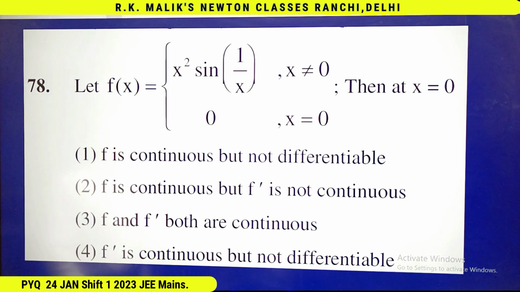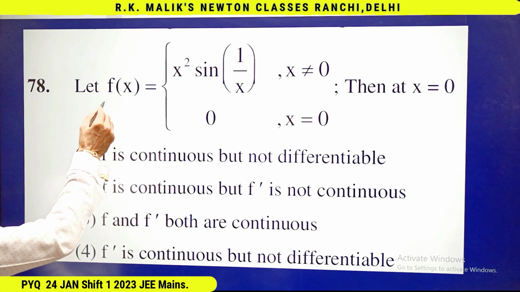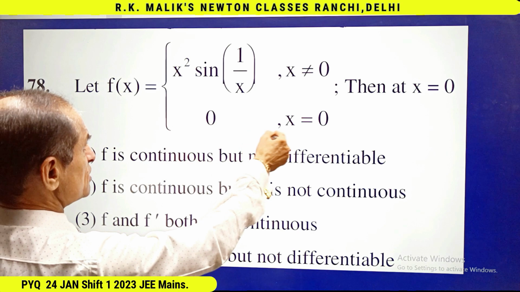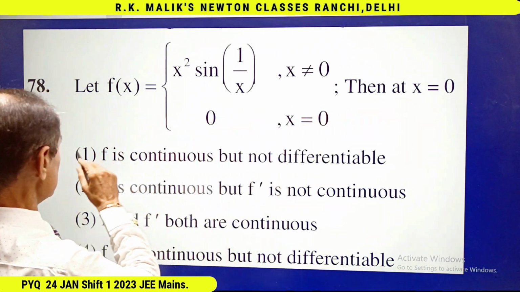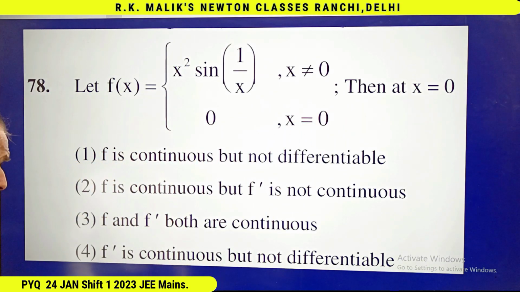In this question, it is given that f(x) is equal to this, and at x equal to 0 you have to find the correct choice. From our choices, it is clear that we have to discuss the continuity and differentiability of both f and f dash. To discuss the continuity of f(x), we are required to check the continuity only at x equal to 0.